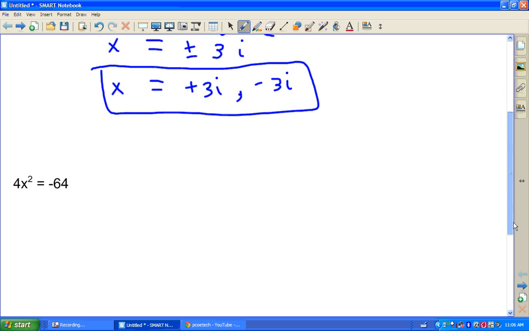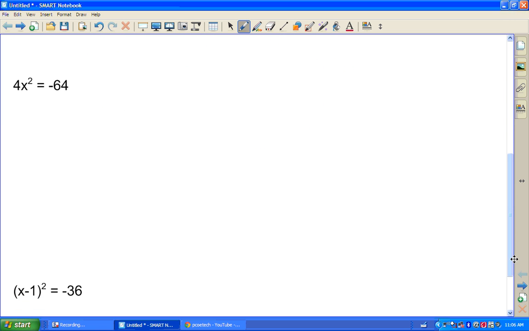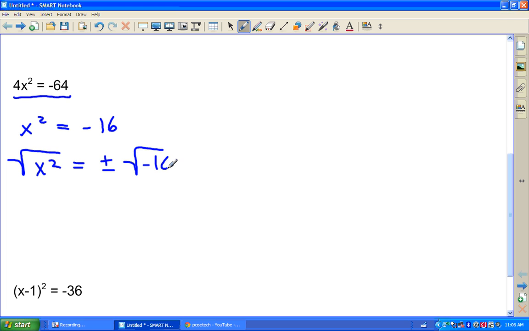Okay, another example would look like this. 4x squared equals -64. First thing I'm going to do is divide both sides by 4, which gets me -16. And now when I take the square root of both sides, I have to take that plus or minus once again. So I get the square root of -16. But I'm going to break this up, and I'm going to make this equal to the square root of 16 times the square root of -1.